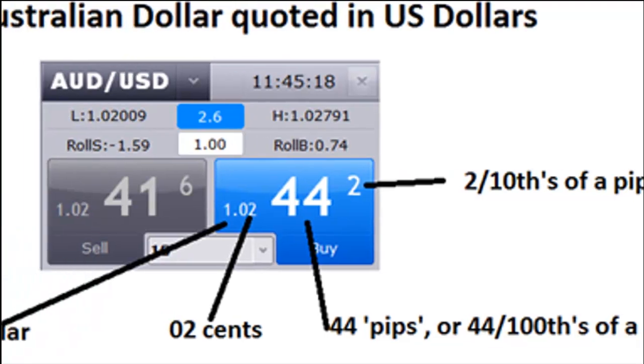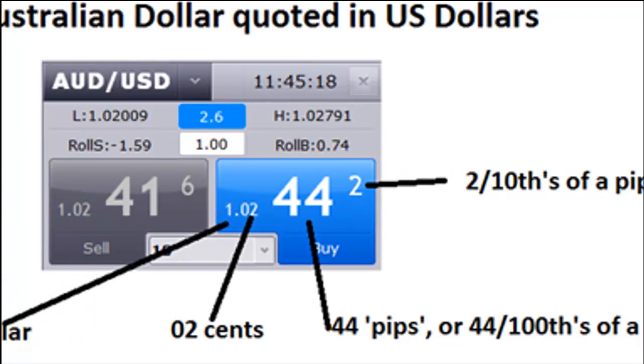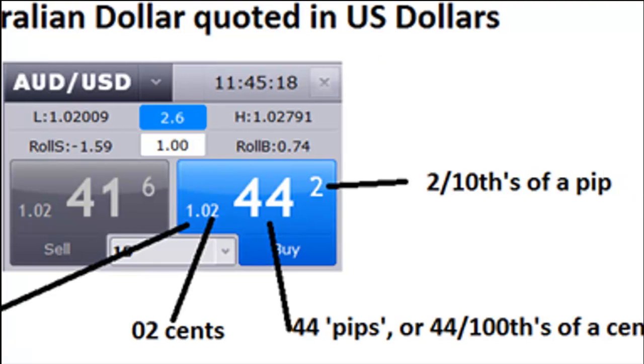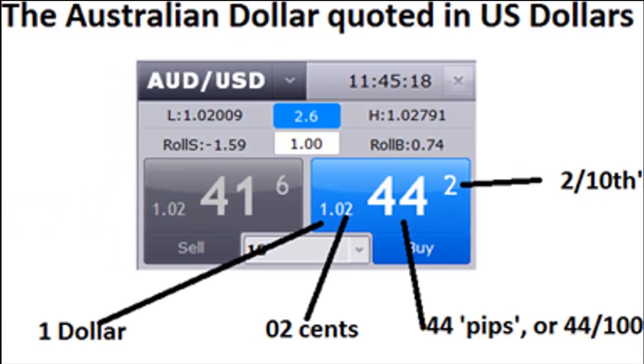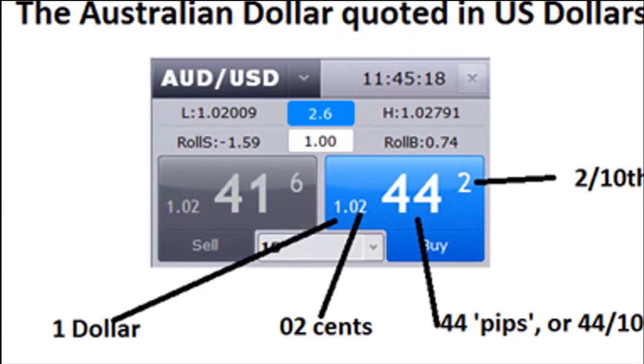In a way, you don't need to be worried about this too much. The small number again becomes 2/10 of a pip. On the whole, we tend to ignore the 2/10 of a pip. It's just a little thing that many brokers have started showing and offering. It really is irrelevant. The reason we ignore the $1 and the 2 cent part as well, and why it's in small numbers, is because it hardly ever moves. It takes a long time for it to move. The real numbers we're trading off are the pips, 44, 41.